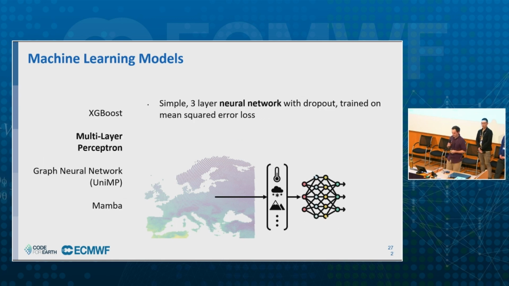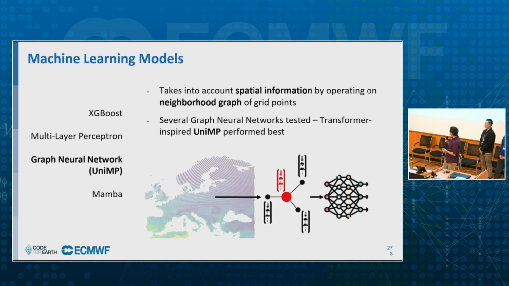Then we also train a multi-layer perceptron, which is a very simple neural network. We use dropout and also train it on the mean squared error loss. So both of these models, the XGBoost model and the MLP, basically run grid cell-wise, so they can only predict the variables at a certain time step at a certain location. And to improve upon the situation, or to also look at other possibilities, we have the other 2 neural network architectures. The first is a graph neural network.